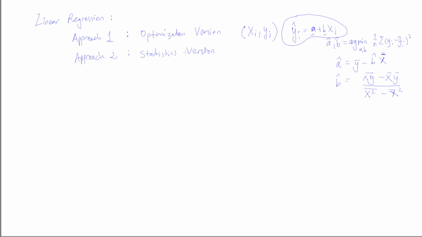Okay, so what is the statistics version? The statistics version is kind of a more advanced version, okay? Because it requires more assumptions and it gives us more things to work with. But basically the idea is that, so now let's talk about the statistics version.